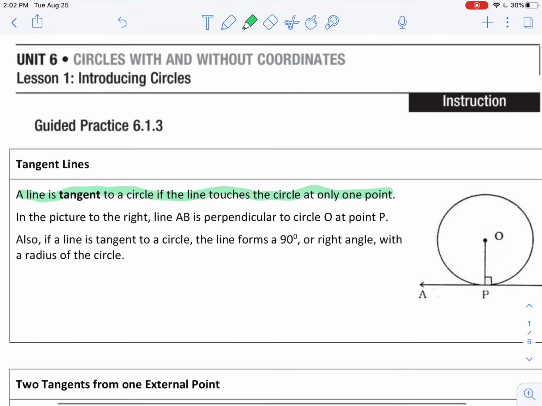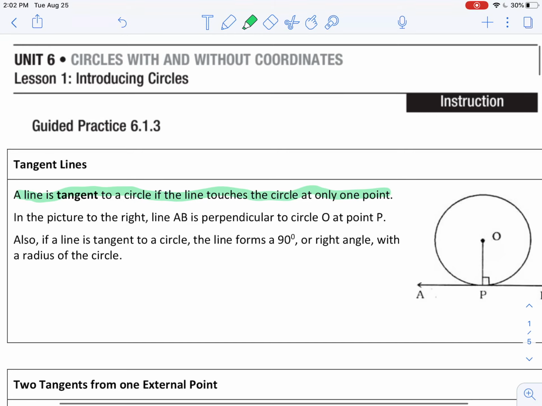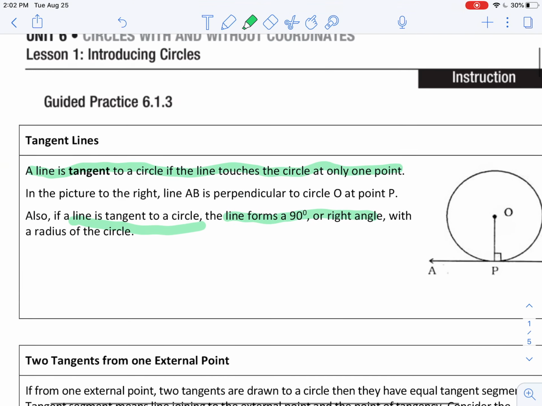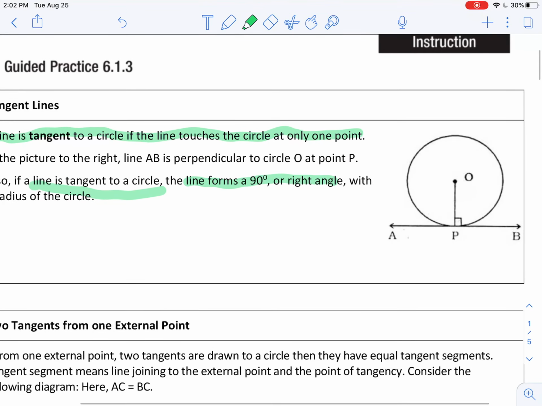Now, one fallout from being tangent: if a line is tangent to a circle, the line forms a 90-degree or right angle with the radius of this circle. So that's going to be the key concept that we're going to look at today. We're going to use that to find the measure of some angles, but we're also going to use that in conjunction with the Pythagorean theorem to see if a line is indeed tangent to a circle.